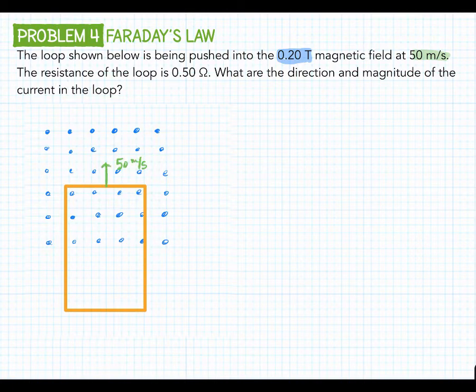Because we know this ring is moving. And we also know that the resistance of the loop is 0.5 ohms. We want to know the direction and magnitude of the current in the loop. So we're going to need to use both Faraday's law and Lenz's law in order to figure this out. And so we're going to want to start from Faraday's law.